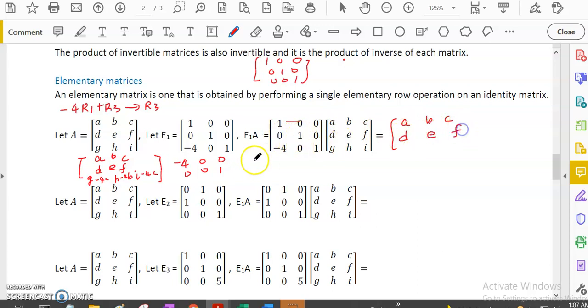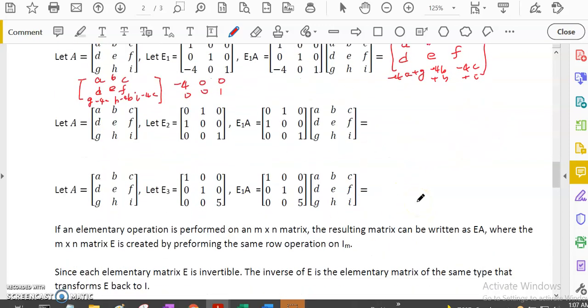And then E, F. Now this row times this column would be negative 4A plus G. Exactly what we did if we do it manually. Actually, negative 4 row 1 plus row 3. You can see if you multiply this elementary matrix to it, you're actually doing an elementary row operation. So negative 4B plus H, negative 4C plus I, right? So using whatever you did for the identity matrix, using this elementary matrix to multiply the original matrix, it is as if you are doing an elementary row operation.